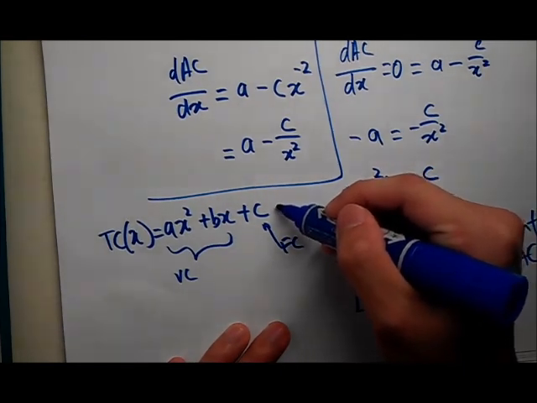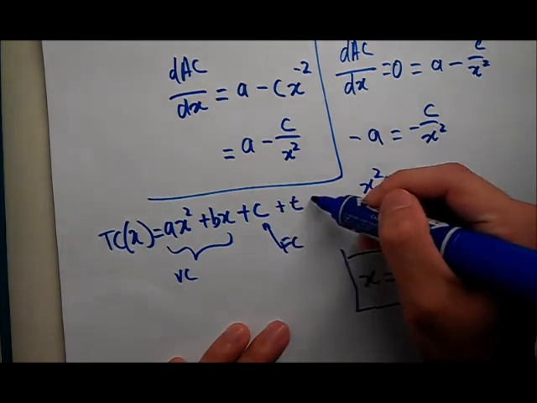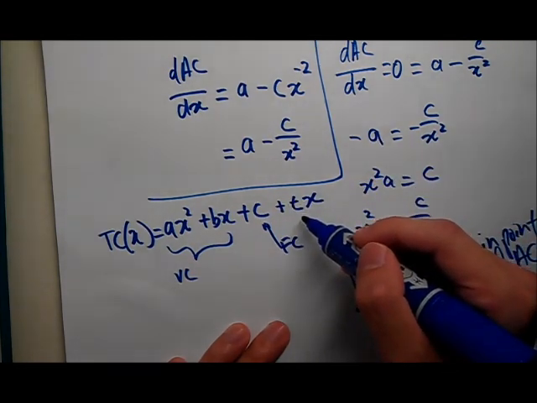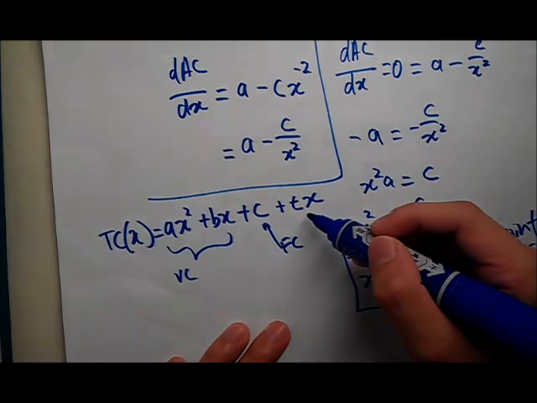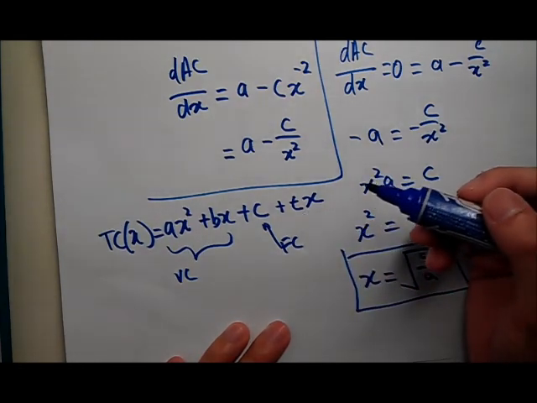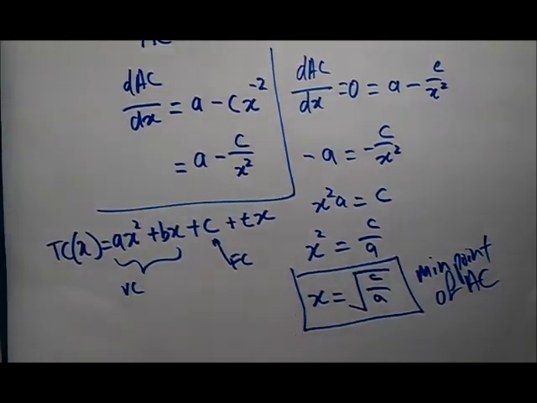So what we've got to do is plus tx, where t is the per unit tax. Okay, so let's do the whole process again, and I'll show you exactly what's going to happen to the AC and the MC.